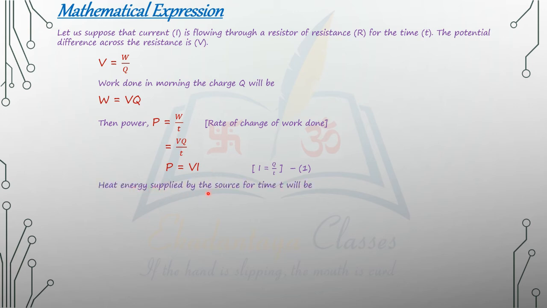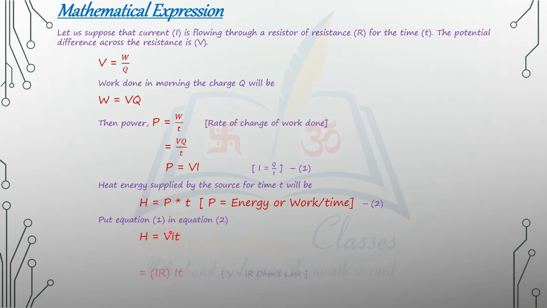Heating energy supplied by the source for the time t will be H is equal to power into time, P times t. This is equation 2. Put equation 1 in equation 2: we put the value of P here, and it will become H is equal to VIt.